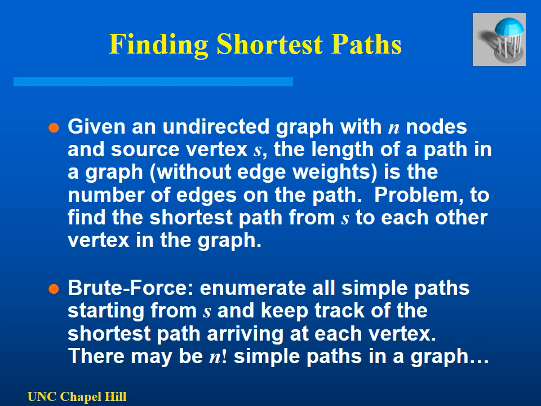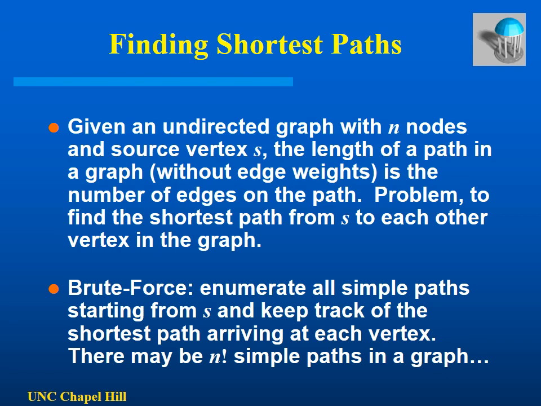The length of a path, like this one, which has unweighted edges, unweighted arcs, is simply the number of edges on the path. The problem, then, is to find those paths from S to each of the other vertices, which has the smallest number of edges on the respective paths.